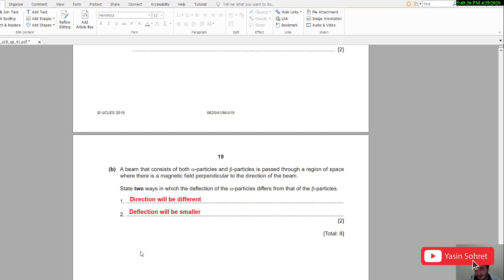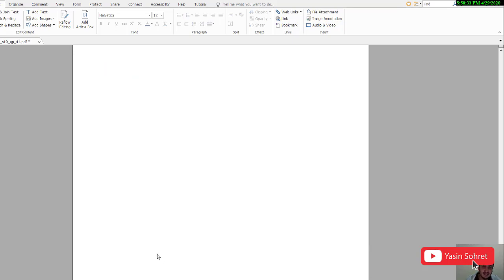A beam that consists of both alpha particles and beta particles is passed through a region of space where there is a magnetic field perpendicular to the direction of the beam. State two ways in which the deflection of the alpha particles differs from that of beta particles. Of course, alpha particles and beta particles are charged differently: beta particles are negatively charged, alpha particles are positively charged. So of course the deflection direction will be different. And the deflection will be smaller because alpha particles are heavier compared to beta particles, so the deflection will be smaller. So we have done the past paper.